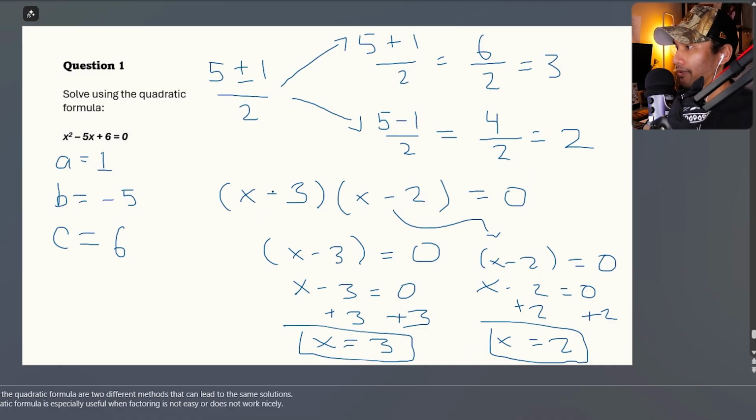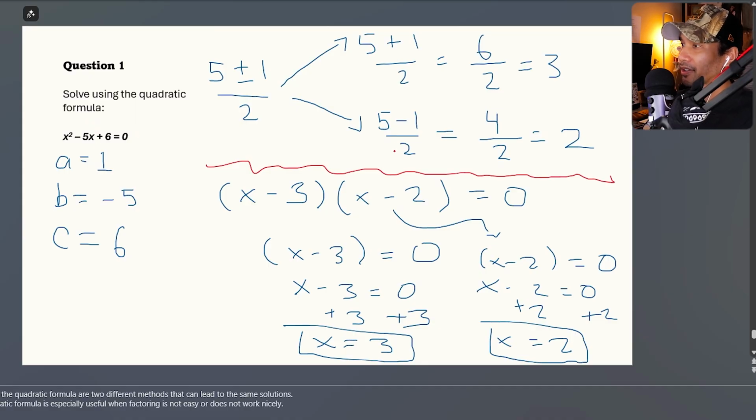This is using factoring. But today is about the quadratic formula, okay? And this is how you get x equals 3 and x equals 2 using the quadratic formula. All right, so we have solved question number 1, okay? The quadratic formula is especially useful when factoring is not easy or does not work nicely. And that being said, let's go on to question number 2.